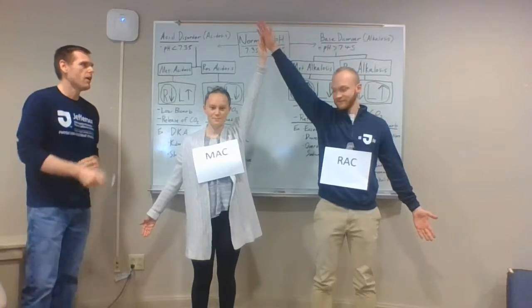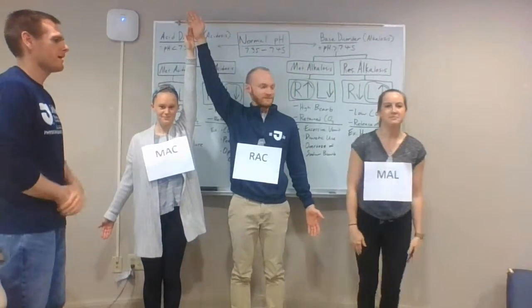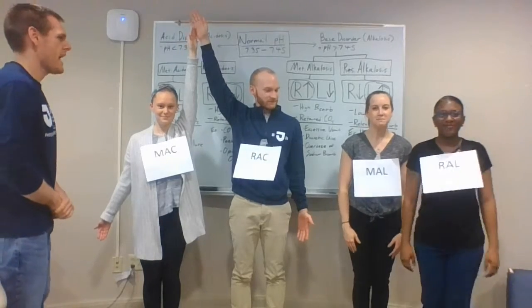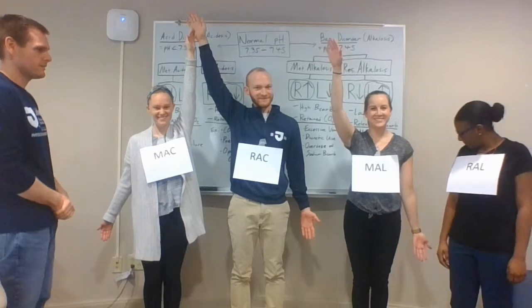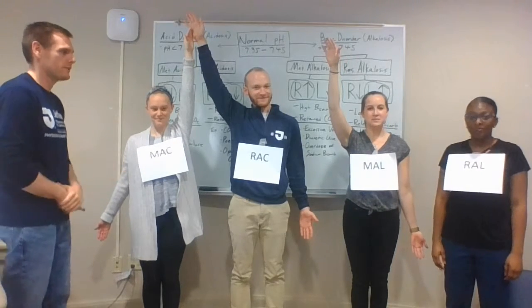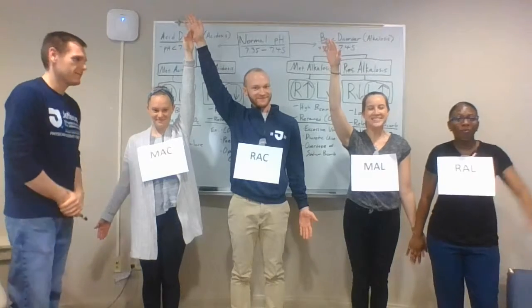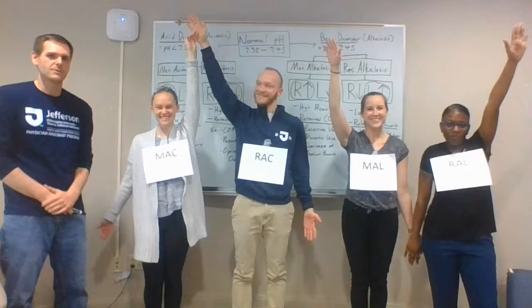Moving on to our alkalosis. We're going to start with our metabolic alkalosis, in which we're going to have a high renal function with a low pulmonary function, as opposed to our respiratory alkalosis, where we're going to have a low renal function with a high pulmonary function. Hopefully you learned a little bit about acid-base disorders from this video.